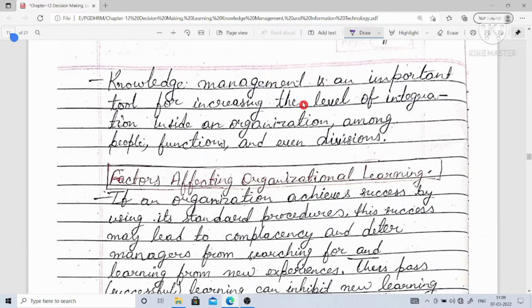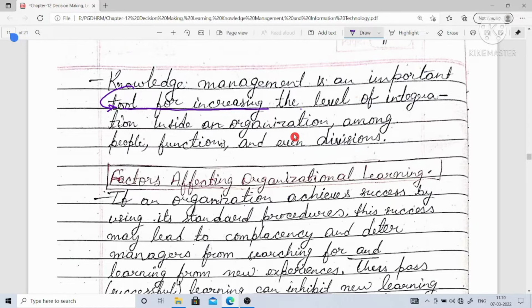Knowledge management is an important tool for increasing the level of integration inside an organization among people, functions and even divisions. Now you see why it is important. Knowledge management is a tool for increasing the level of integration inside the organization.